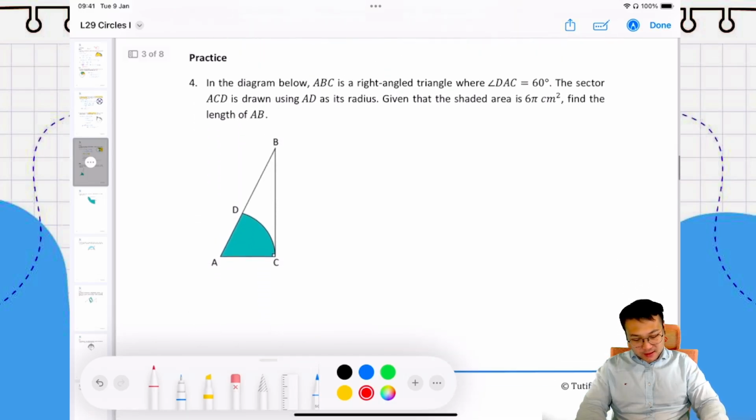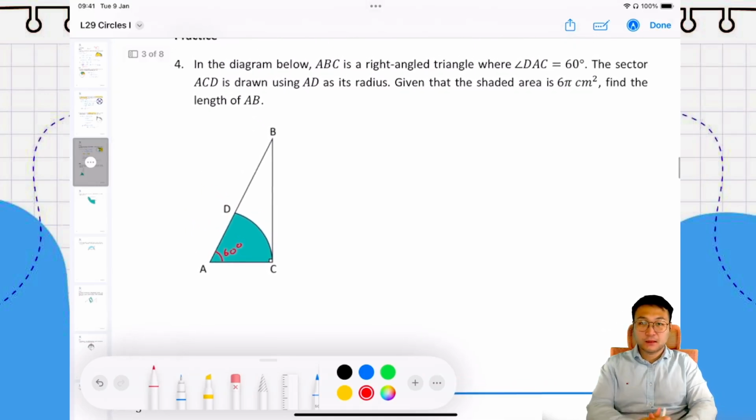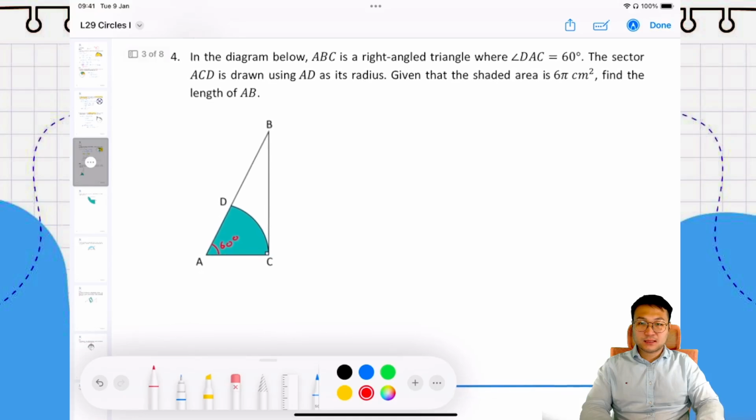Alright, then let's take a look at practice number 4. In the diagram below, ABC is a right angled triangle. DAC is 60 degrees. So let's label this as 60 degrees. Now, the sector ACD is drawn using AD as the radius. Given that the shaded area is 6 pi, find the length of AB.